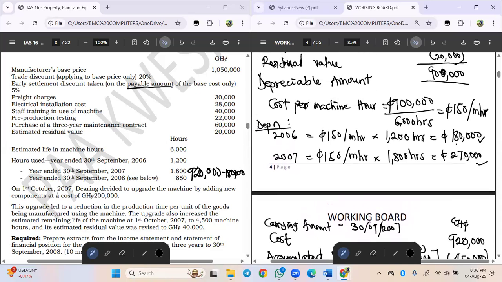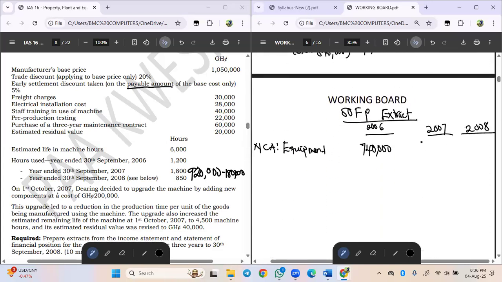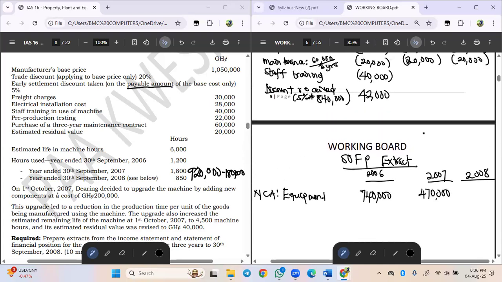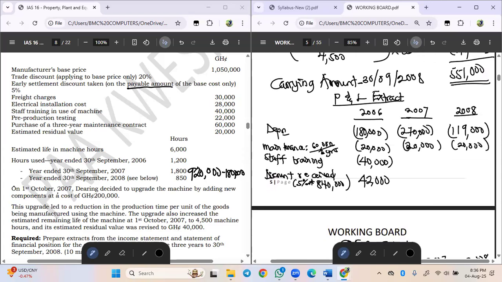No. What about the depreciation in 2006? So accumulated depreciation, you add the depreciation for 2006 and 2007. So as we have here, we added the two and subtracted from the cost. You got 470. What about the last year, 2008? What will be the current amount? 551.